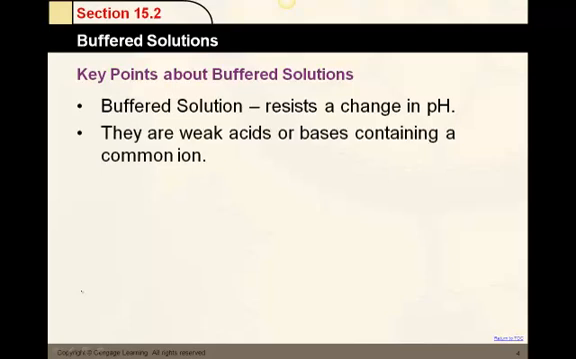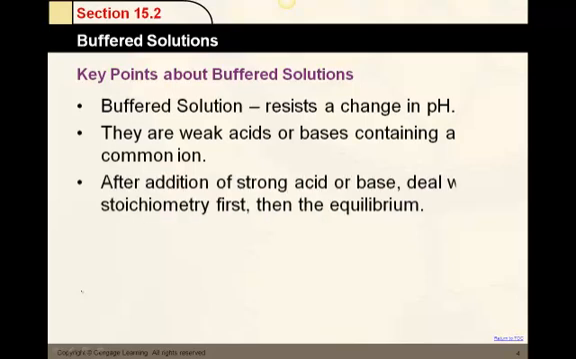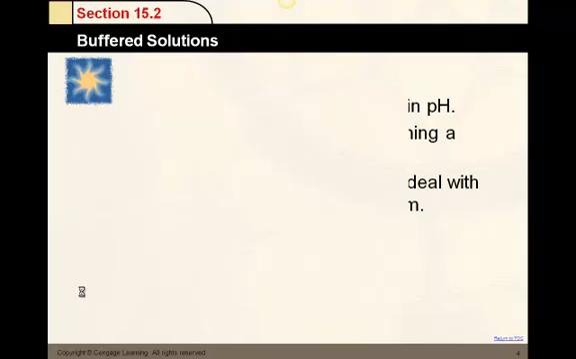What are buffers? They're usually weak acids or bases that contain a common ion, or their conjugate, as we would say. After addition of a strong acid or base, they resist change in pH. So how do we solve these problems? We look at the stoichiometry first, and then the equilibrium second.